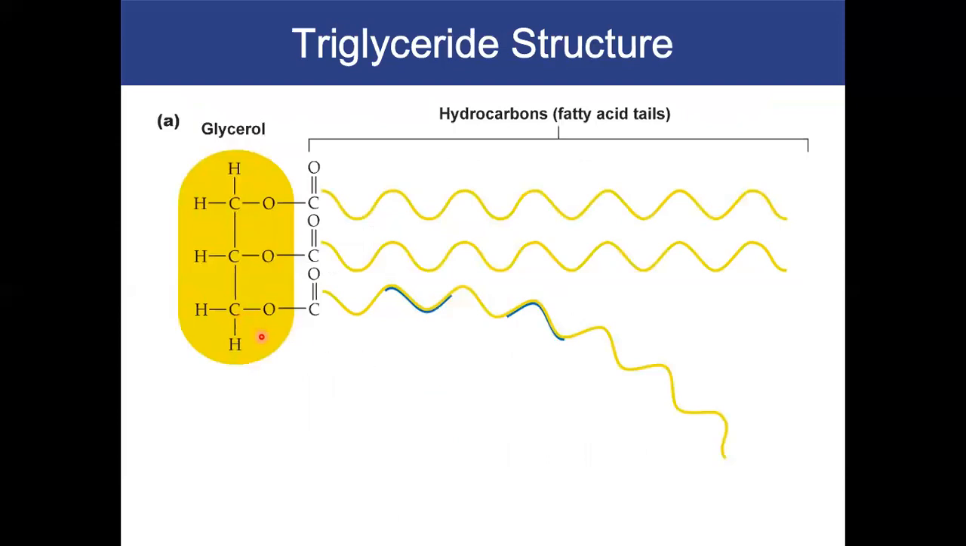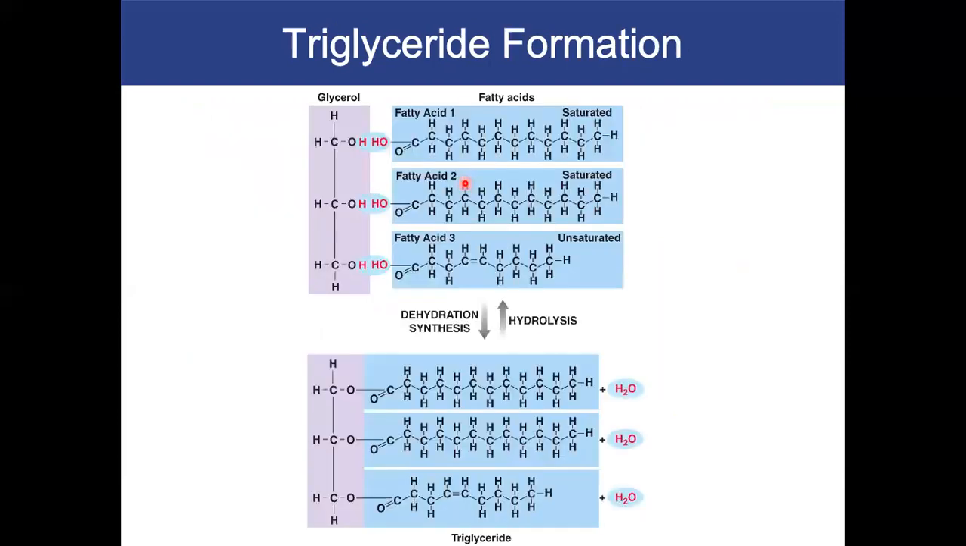Here's the triglyceride structure. So here's the glycerol backbone plus your fatty acid tails. These fatty acid tails are just chains of hydrocarbons. What the heck is a hydrocarbon? Carbon bound to another carbon, bound to another carbon, bound to another carbon, with H's off of it. Here's a picture. The bottom one is a triglyceride, and then the top one is breaking it apart, or this is forming it, whichever way you want to look at it.